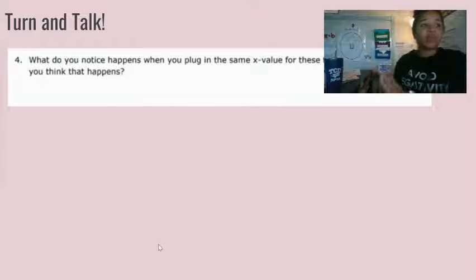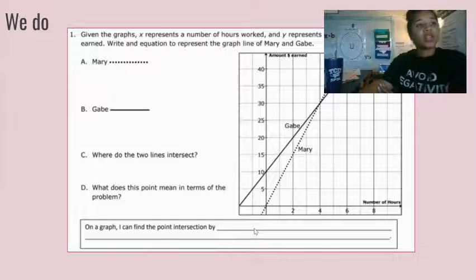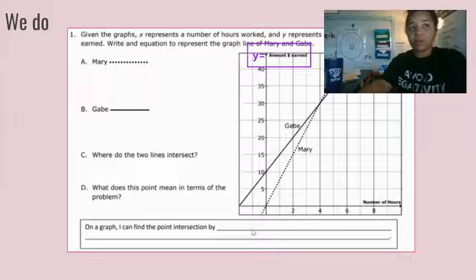Turn to top. What do you notice happens when you plug in the same x value for these two equations, and why do you think this happens? What happens is when we plug in x equals 2 for both equations, y equals 10. It is the point where the two lines cross and intersect, okay? So here we're going to start like we did the last question. We're going to put our finger on the point of intersection. We're going to label it too.